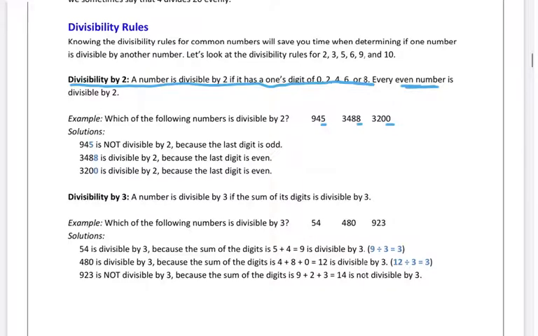Okay, so that's a 5. That's not a 0, 2, 4, 6, or 8, so that is not correct. This is an 8, so that would be correct. This is a 0, that would be correct.